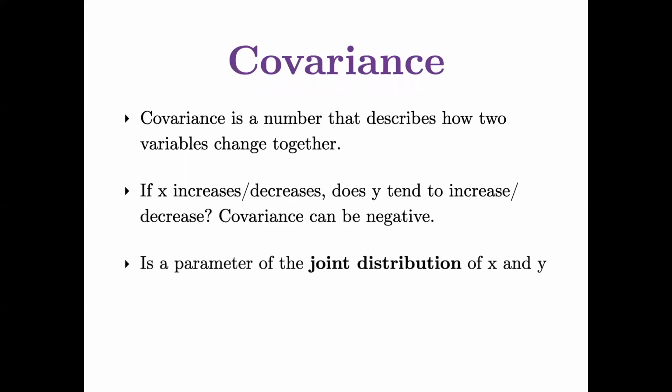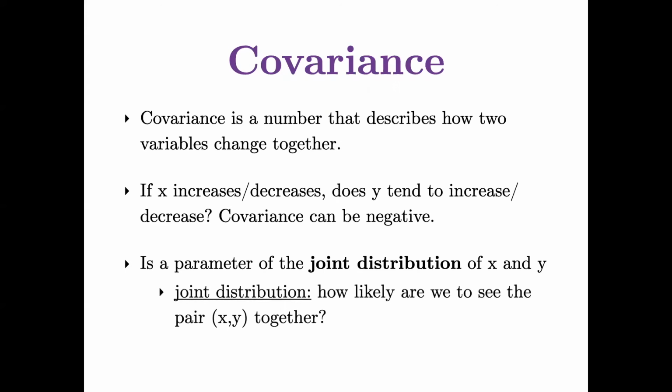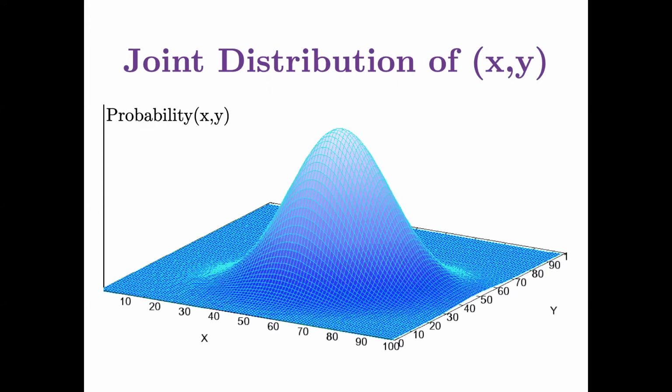And so covariance is a parameter of the joint distribution of x and y. A joint distribution describes how likely we are to see the pair x, y together. This is a picture of a joint distribution of two variables, x and y. This is the density, so it tells me how likely it is that I would see each pair of values. It looks like it would be very likely for me to see both x and y in the range of 40 to 60, and rather unlikely to see anything beyond that range.